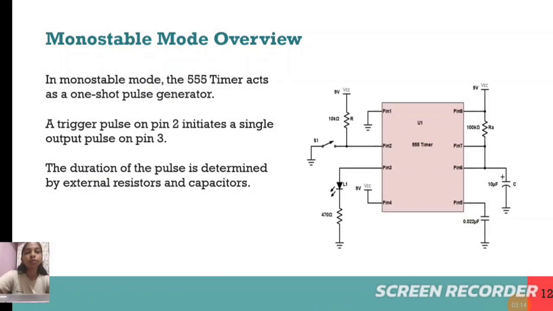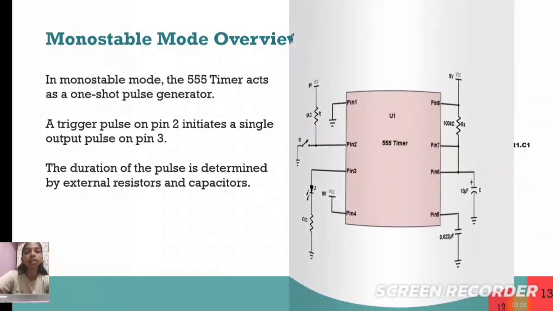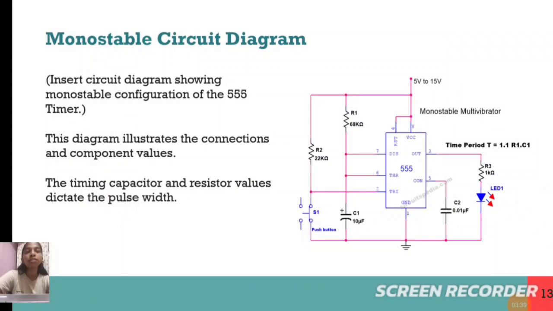Monostable mode overview. In monostable mode, the 555 timer acts as a one-shot pulse generator. A trigger pulse on pin 2 initiates a single output pulse on pin 3. The duration of the pulse is determined by external resistors and capacitors. Monostable circuit diagram. This diagram illustrates the connections and component values. The timing capacitor and the resistor values determine the pulse width.